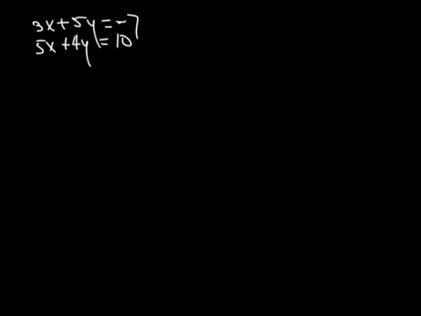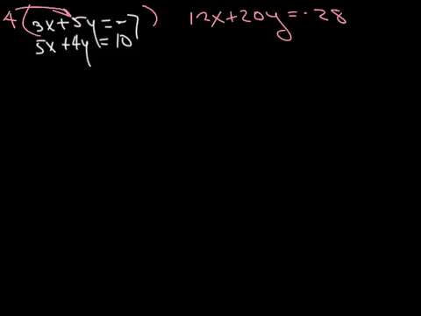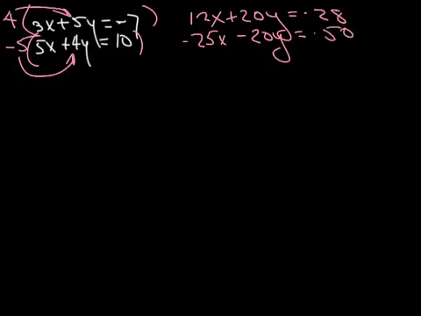Let's make these 20s. So in order to make this top one 20, I have to multiply the whole thing by 4, because then that would give me 20 when I multiply 4 times 5. So that's 12x plus 20y equals negative 28. Then we're going to multiply this by a negative 5 so that we can make that a negative 20. So negative 25x minus 20y equals negative 5 times 10, which is negative 50.